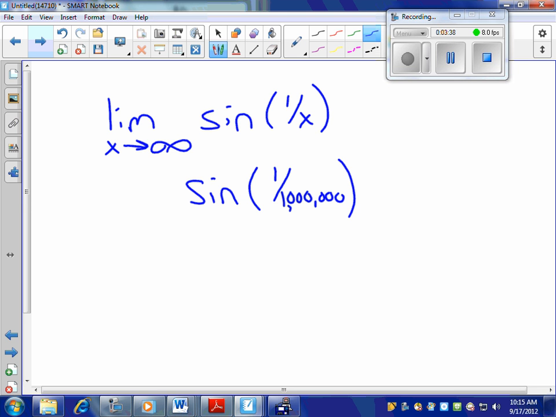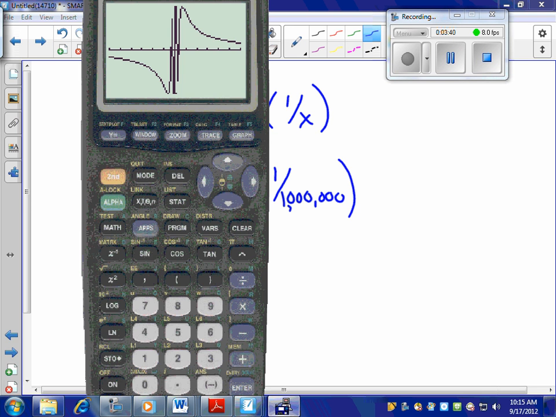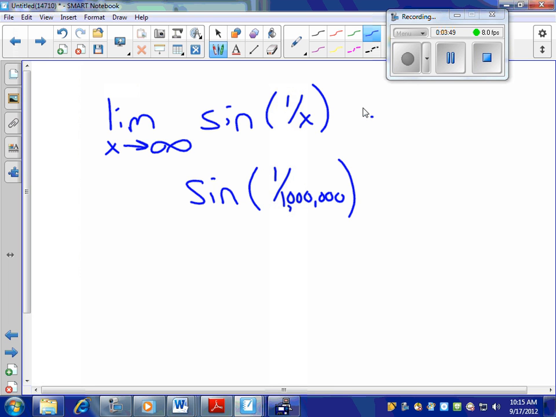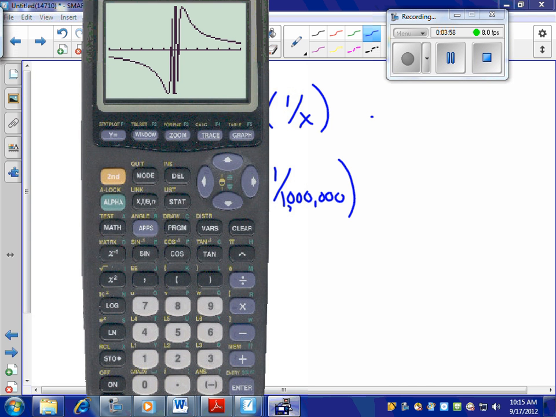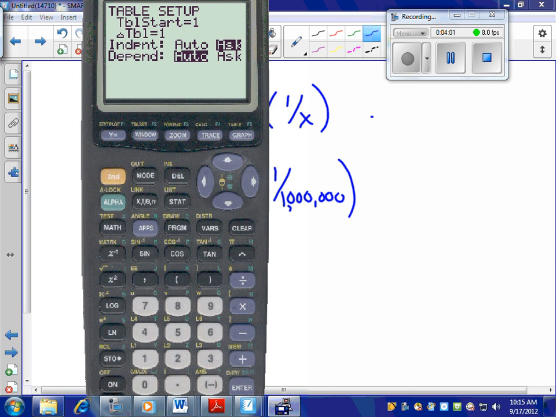So as you can see from our graph, as you head towards infinity or negative infinity, the graph heads towards 0. Why? Because when you plug in big numbers, 1 over a big number becomes 0. But watch what happens when we do this. Take out your calculator, and let's now go to second table set. In your table set, make sure that your independent is set on ask. Make sure that your dependent is set on auto. Everybody good to go? Second table.